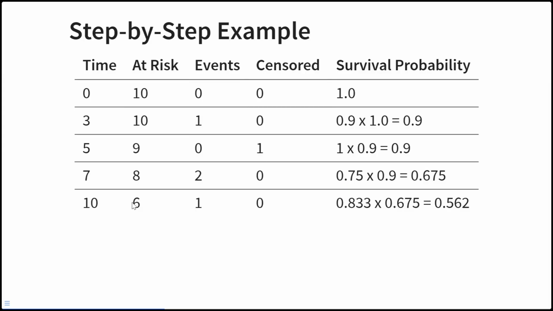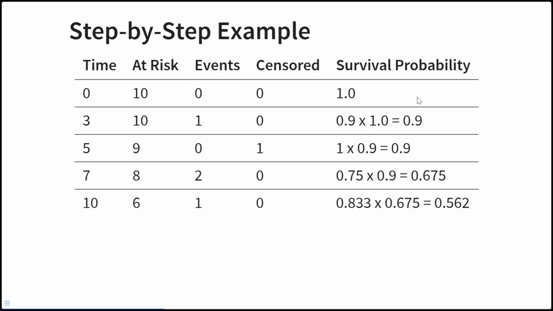Then at time 10, the number at risk is 6, because 2 have died already. So you can see we have 6. Then the number of people that died is 1. Then we divide 1 by 6. We subtract it from 1. And anything we have, we multiply by the previous. So assuming this was the final time of our study, this is now going to be your what? Survival probability for this particular study, 0.562.